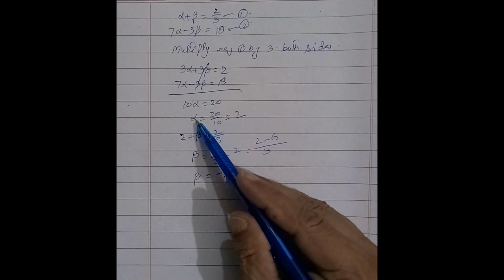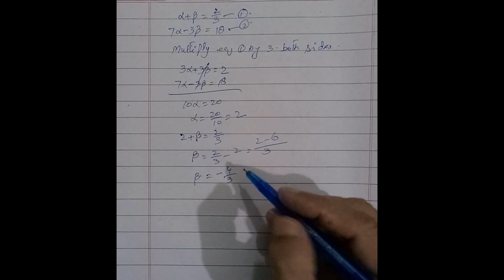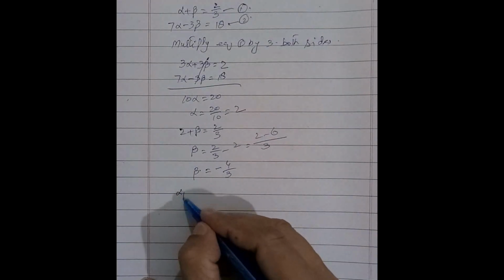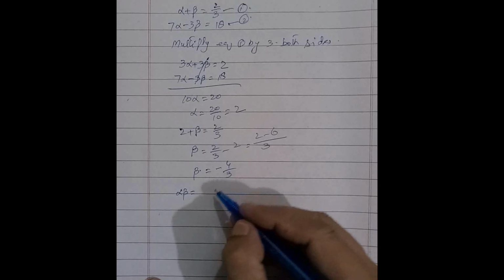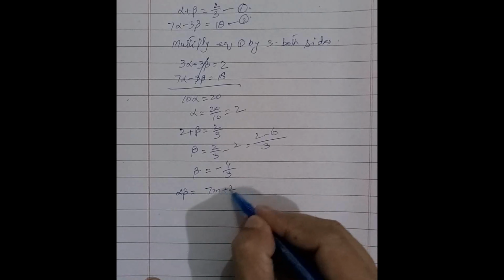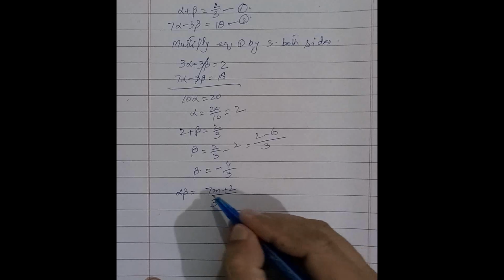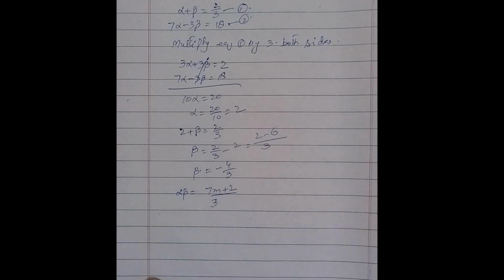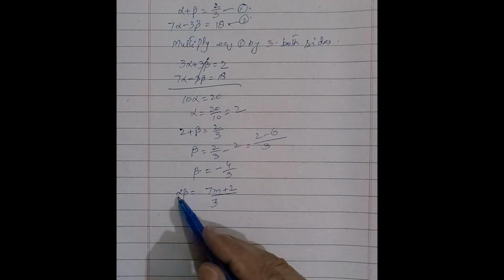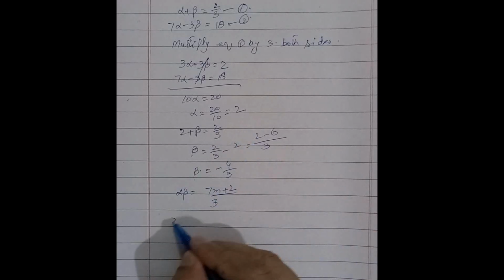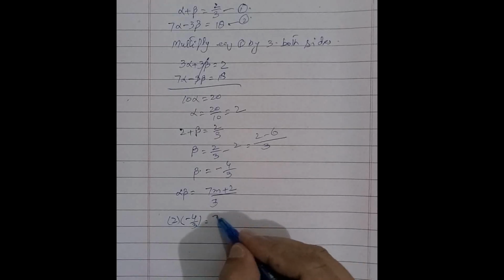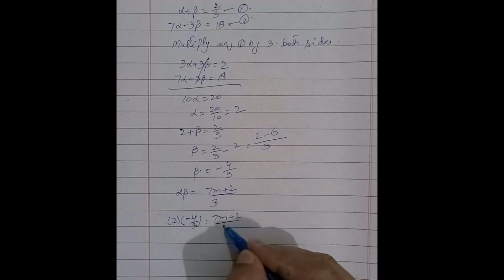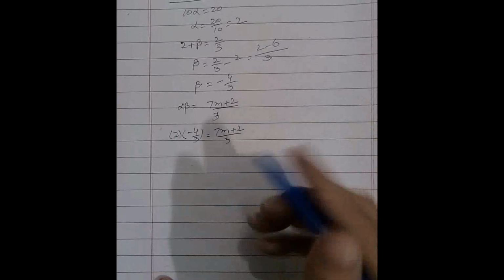So we put the value of alpha and beta in the product of alpha beta, which is alpha beta product is equal to 7m plus 2 over 3. And we put the values of alpha and beta, we get 2 into minus 4 over 3 is equal to 7m plus 2 over 3. Now we simplify these two values.